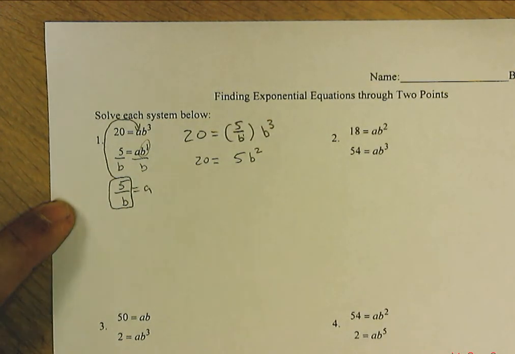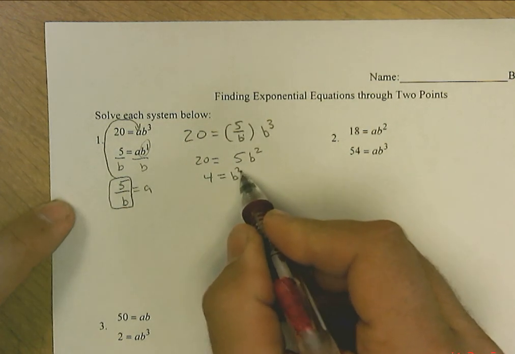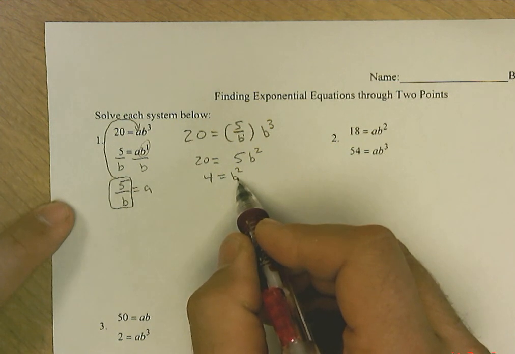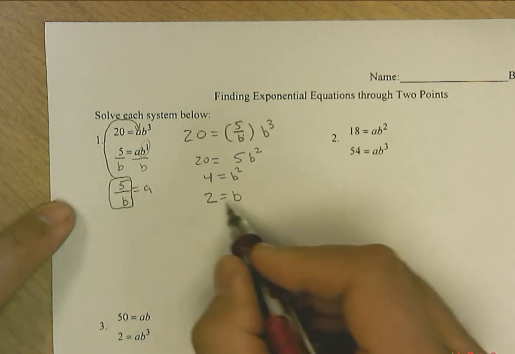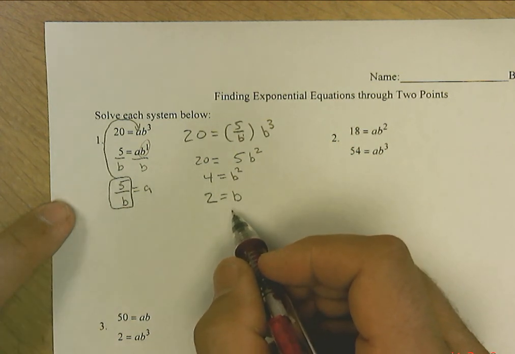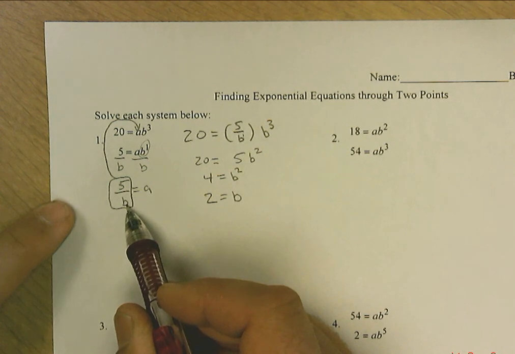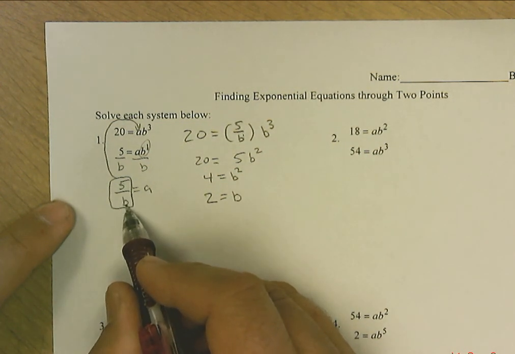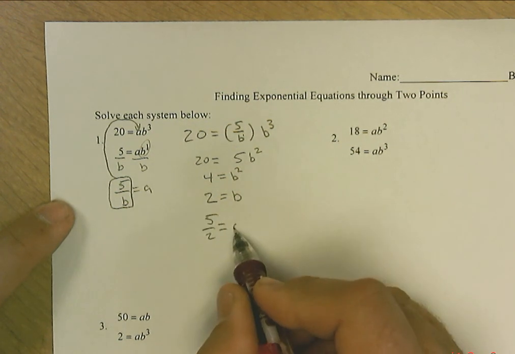So now this is very similar to yesterday. Divide by 5 on each side. That's 4 equals b squared. Raise it to the 1/2 or square root it and you get b equals 2. Now when I shove that 2 back into one of the equations to find the a, this is actually the easiest equation. So I have 5 divided by the b, so it's 5 divided by 2, which is 5 over 2 equals a.